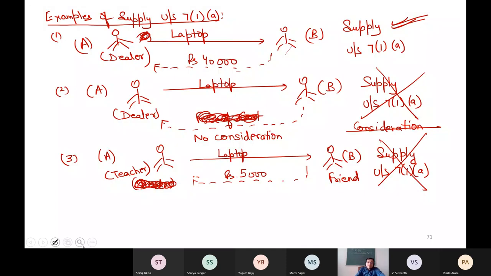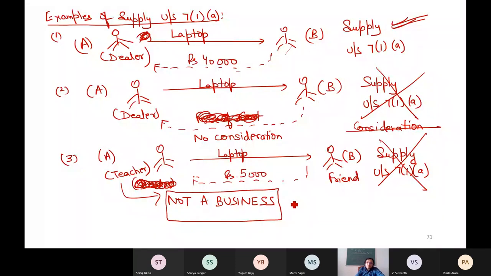Now, for simplicity, I am saying to you that it is not a business, but in reality, it is not the situation. You must remember the definition of business, which I am not discussing for the time being. It can be a supply. So what you have said, it can be a supply provided it is a business. It is not a business till we discuss the definition of business. Till you know what is included in business, you can say that it is not a supply. But if you know the definition of business, then the answer might change.